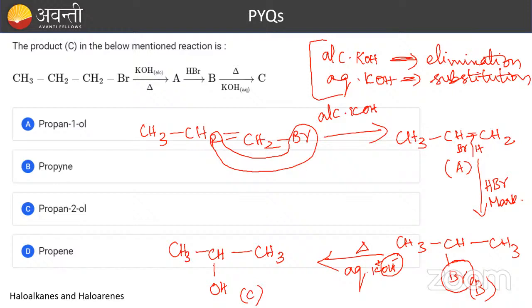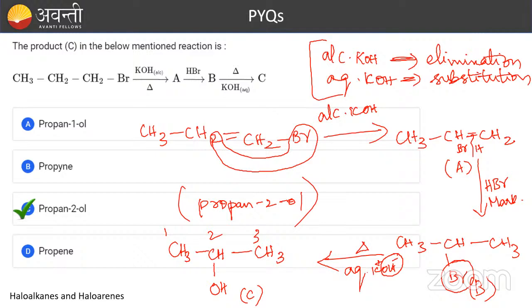Now, what is the IUPAC name of this product? We have three carbons, 1, 2, and 3. To the second carbon, we have an alcohol group. So it is propan-2-ol. So option C is the correct answer for this question. So is it clear? Please write down in your notebook that alcoholic KOH will lead to the elimination product and aqueous KOH will lead to the substituted product.